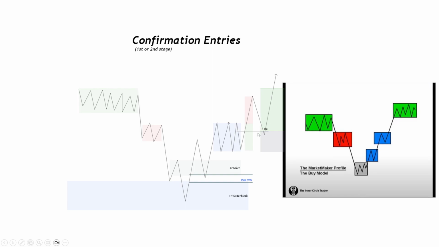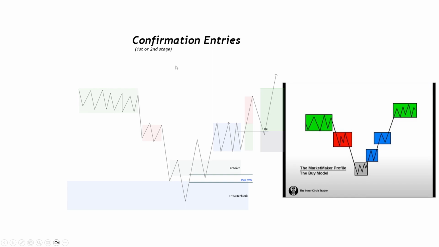I really like these types of entries because you're very close to the draw on liquidity, so the move will be very quick without a lot of manipulation. So usually this will deliver quite fast. That's why people will call this a silver bullet, because it's basically the last stage before you hit the draw on liquidity. That's why it's really fast.